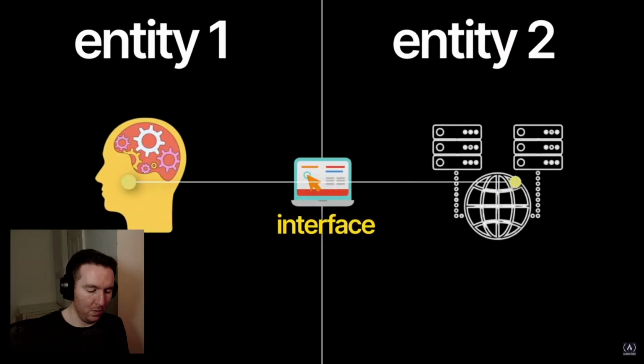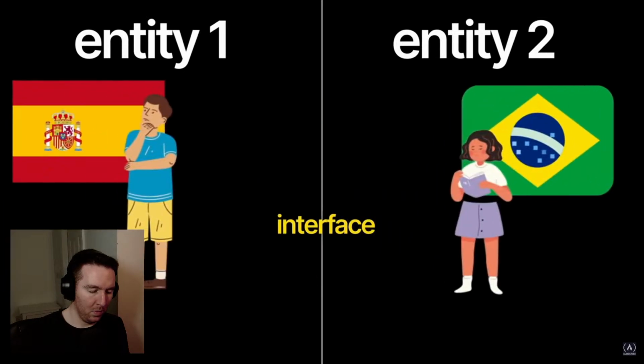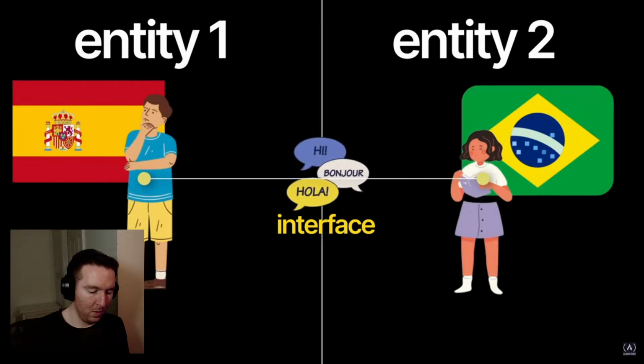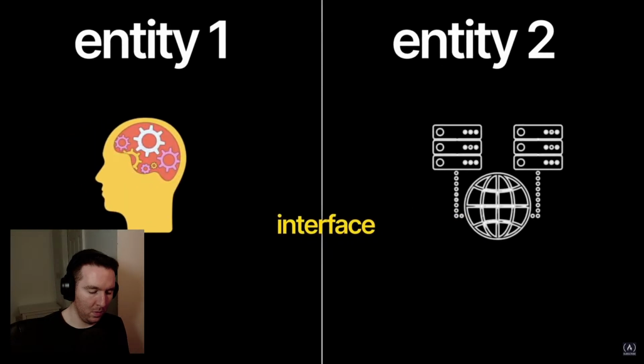For example, two people from entirely different countries can communicate or interact with one another via a shared language. That language serves as the interface between the two people. Similarly, a human can interact with a computer via the buttons and navigation tools in an application or on a web page.